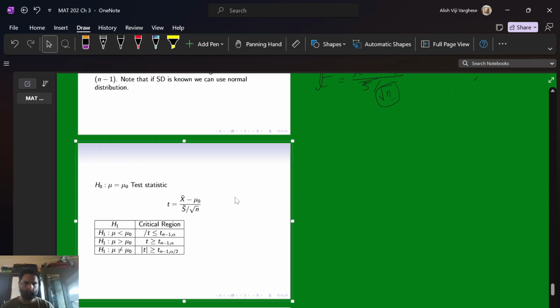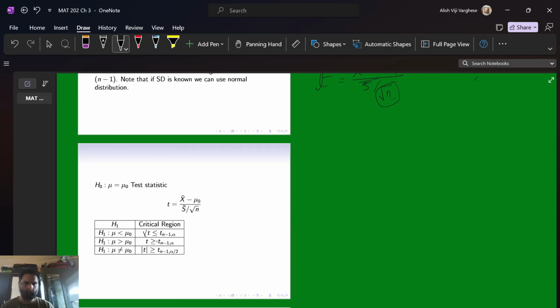Using that, if you have a null hypothesis of the form mu is equal to mu naught, then the test statistic is x bar minus mu naught divided by s by root of n, where s is the sample standard deviation. Then we have the critical regions, and here also this slash is an error, and this one is minus.